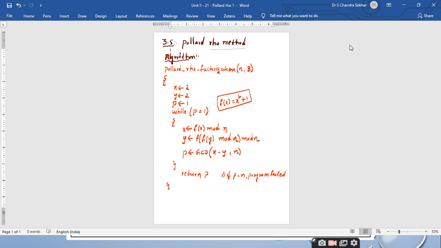Right. So this is the algorithm. He tries to find the function f of x modulo n and assigns it to x, and then again finds y by making use of the function f of y mod n. And finally, in order to find the prime factor, he finds the GCD of x minus y comma n. Right. As I told you, don't bother about these algorithms. The main concept you have to understand is the complexities.